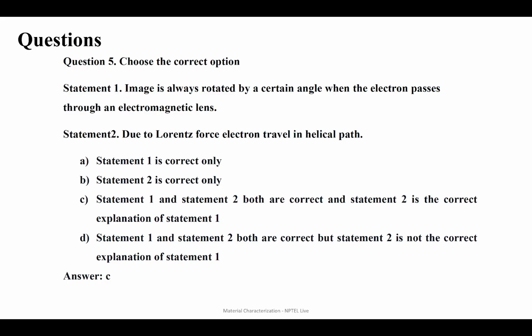Both are correct and 2 is the correct explanation of 1. So due to Lorentz force, the electron travels in a helical path. That results in rotation of the electrons inside the lens. So when they come out of the lens, they are rotated by a certain angle, and that is why the image is rotated when the electron passes through an electromagnetic lens. So both are correct, and 2 is the correct explanation of 1. So C is correct.